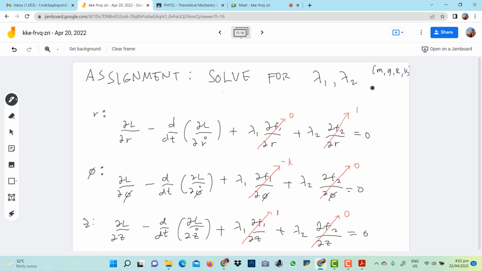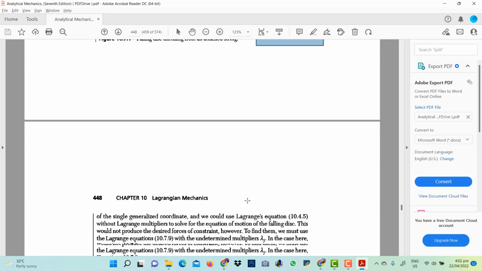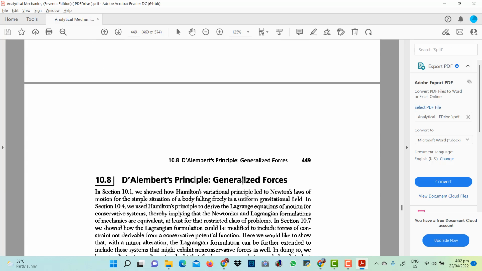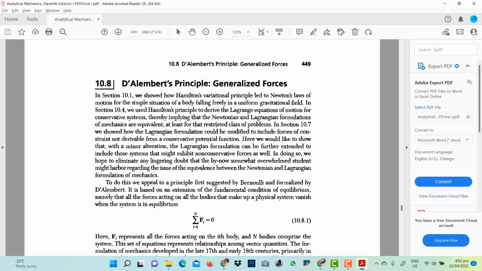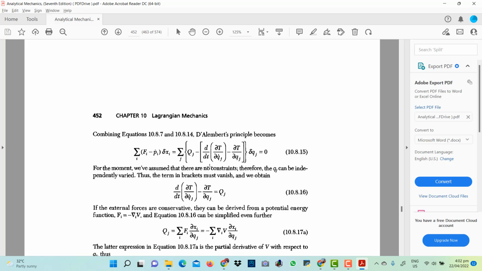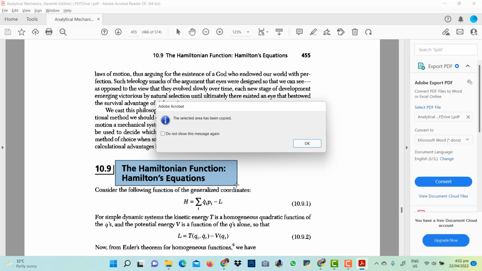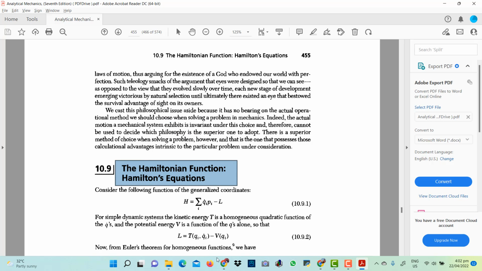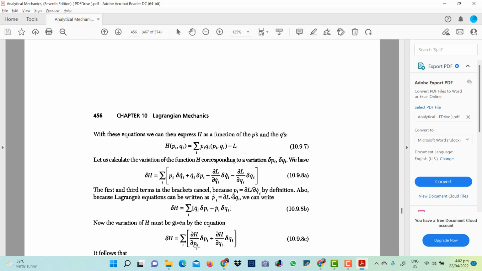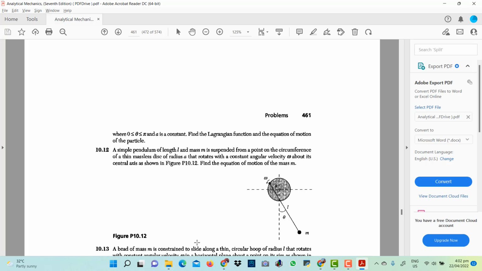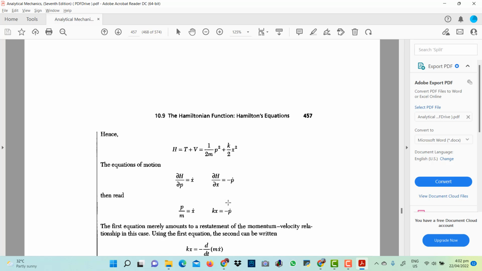So that's it. Next meeting, I will go to Hamilton's equation. There is also D'Alembert's principle, but let's skip this one. We will go to Hamilton's equation. This is the last topic for Lagrangian mechanics. Okay. Do you have any questions?